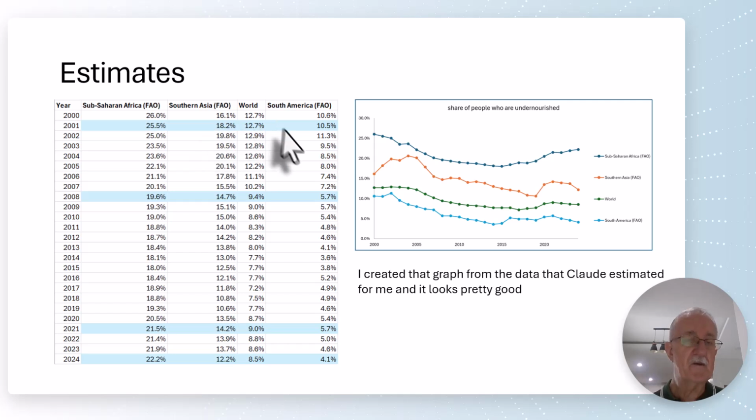The blue lines are for something I did separately, so they're not particularly important. So they're the estimates. And from these estimates, I created the graph that you see now on the right-hand side. Share of people who are undernourished in those regions. And it looks all right, doesn't it? I've certainly made it look good. It's a very straightforward line chart with legend on the right-hand side and so on. I didn't label the axes.